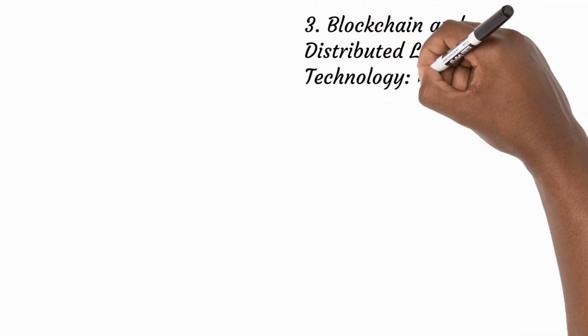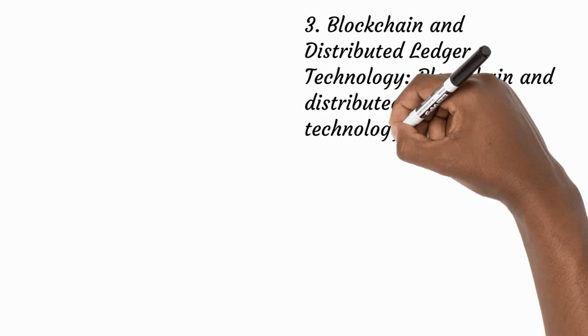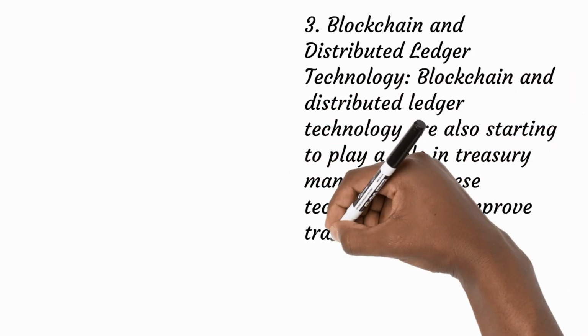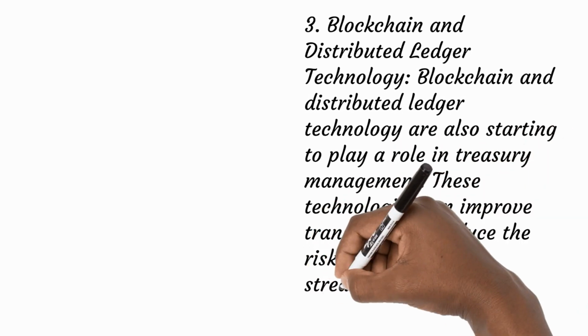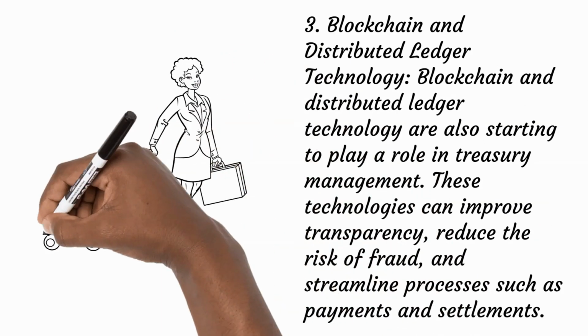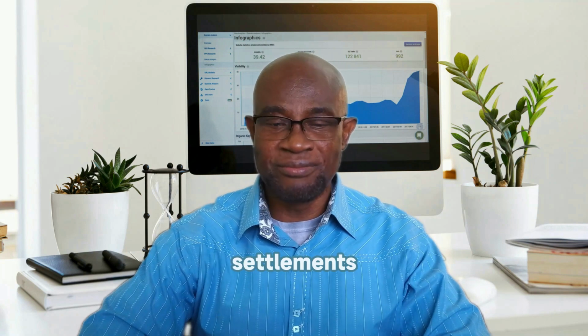3. Blockchain and distributed ledger technology. Blockchain and distributed ledger technology are also starting to play a role in treasury management. These technologies can improve transparency, reduce the risk of fraud, and streamline processes such as payments and settlements.